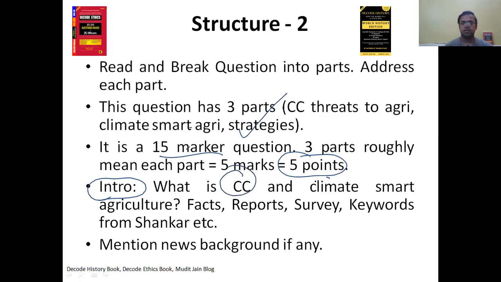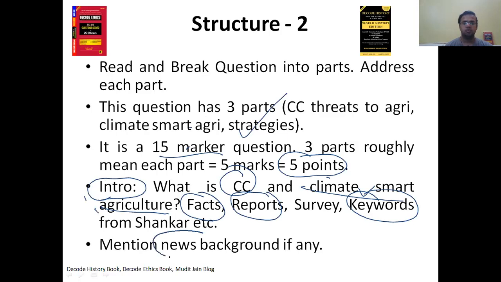So define climate change, very easy. You can define climate smart agriculture. Mention facts. It is a GS3 paper, so you have to mention facts related to climate change. Report will be IPCC, Forest Survey, Agriculture Survey. Keywords will come from Shankar book.